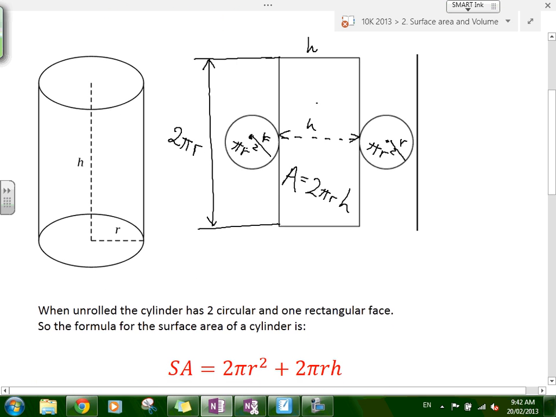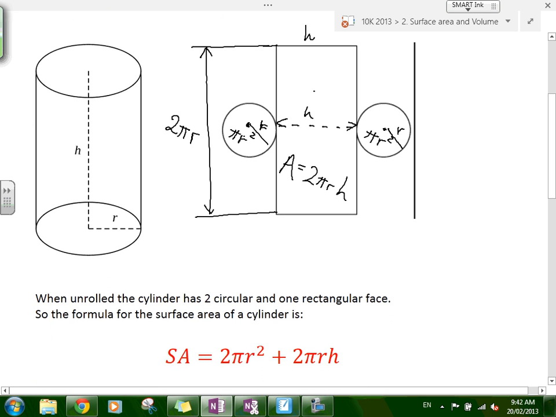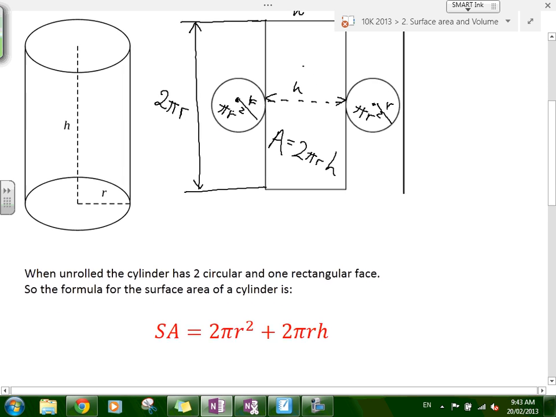Okay, so those are the different areas, and we add them all together. When unrolled, the cylinder has two circular faces and one rectangular face. So the formula for the surface area of a cylinder is this here. 2 lots of pi r squared. Pi r squared plus pi r squared is 2 pi r squared, Adrian. And then we have 2 pi r h.